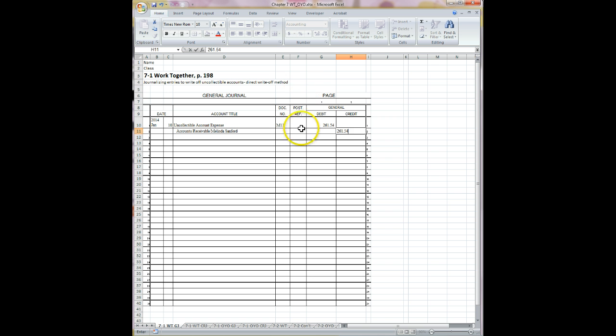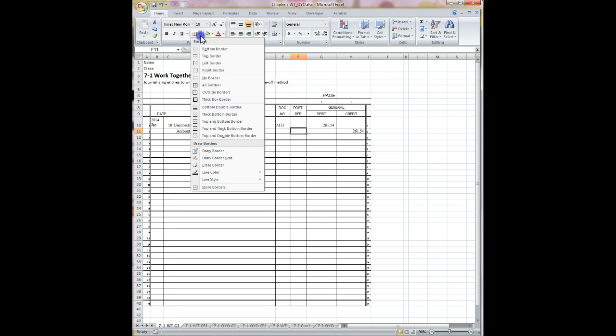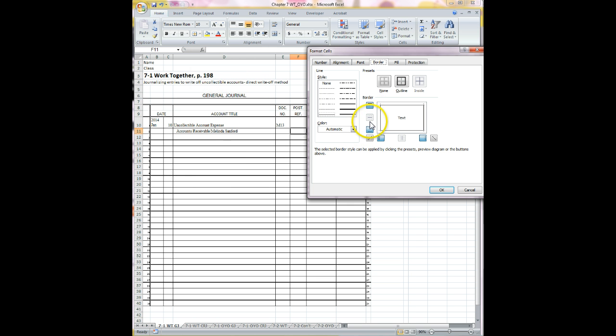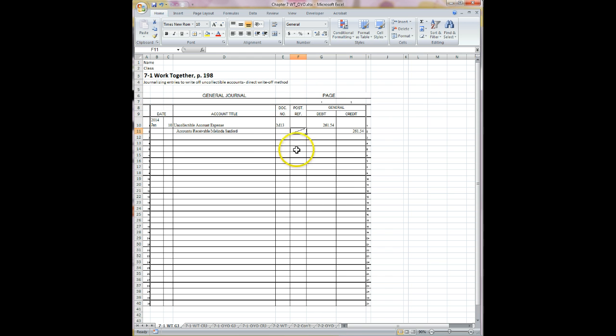Okay, so we have the post-ref column. Well, if you recall, we need to put a slash in this post-ref column to show that this one credit is affecting both of these accounts. So in post-ref, an easy way to do this is to come up here to Borders, click this drop-down, go to More Borders. You can click across right here, and now you have a slash. So this entry is now done.